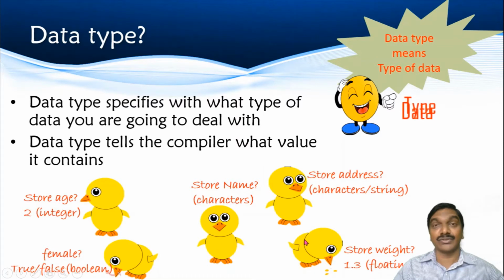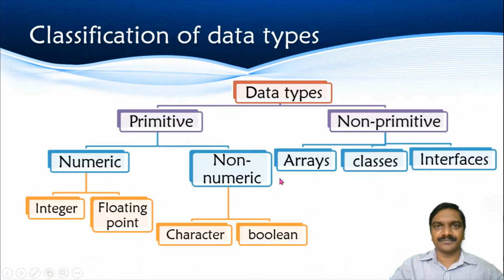Then if you want to store the weight, for example a number with a decimal point, for this purpose we use floating point numbers, float. Here I think you have observed the difference between these two things. One is a number without decimal point, the other is a number with decimal point. Then we have the boolean data type also in Java, which is used to store either true or false. And this is the classification of data types.